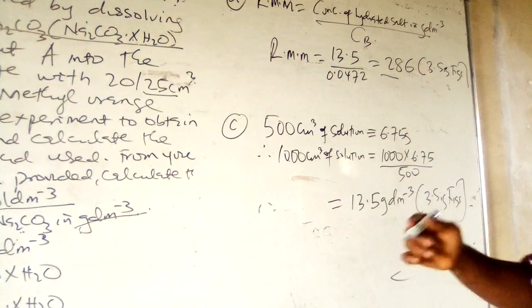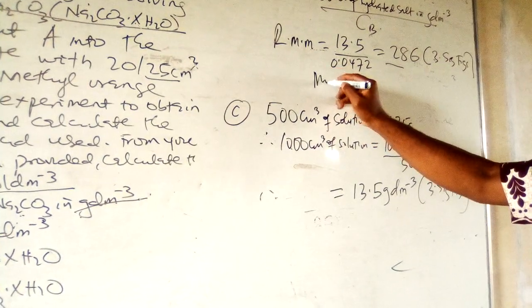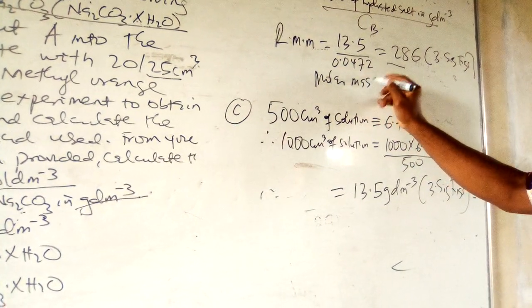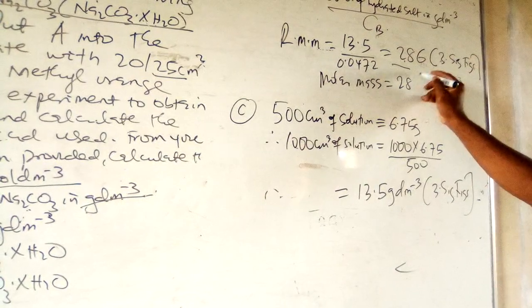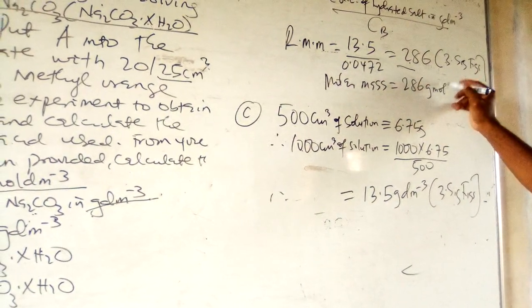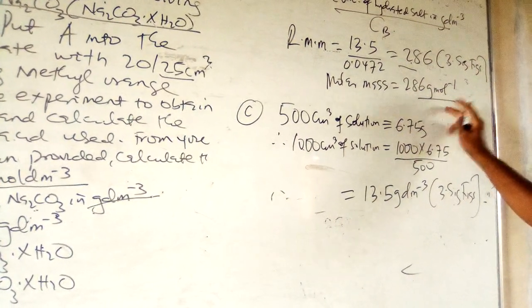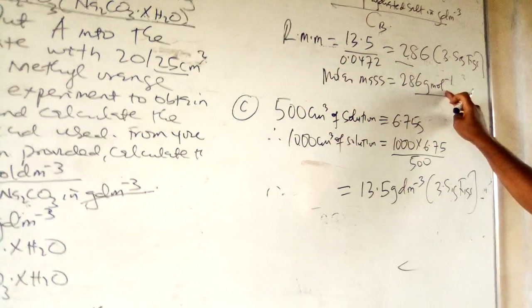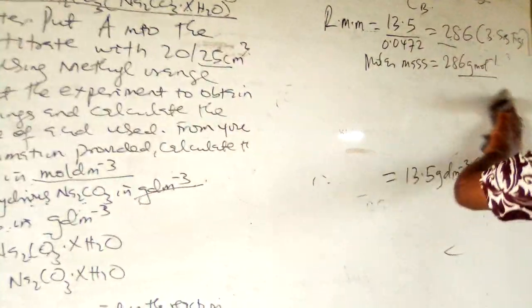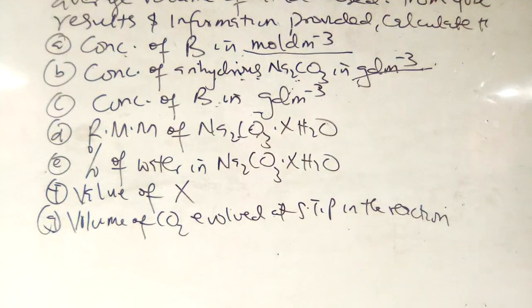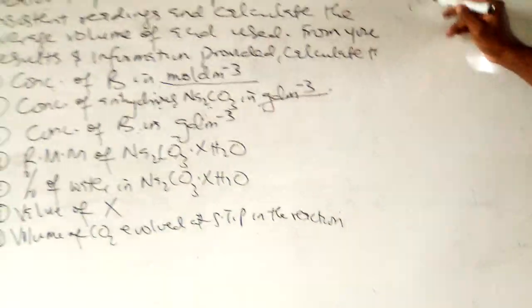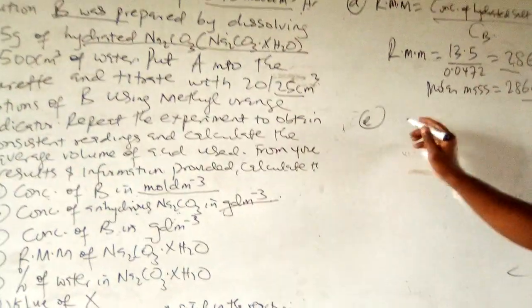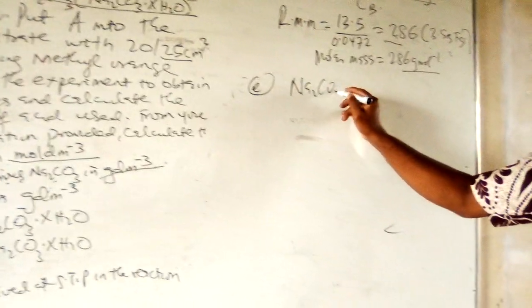Let's say you have to find the molar mass. The answer would have been 286 gram per mole, because if it's molar mass you're calculating, you then put a unit on it. But molecular mass has no unit. Molar mass has a unit of gram per mole. Then, having done that, we're now asked to find the percentage of water of crystallization in this salt.